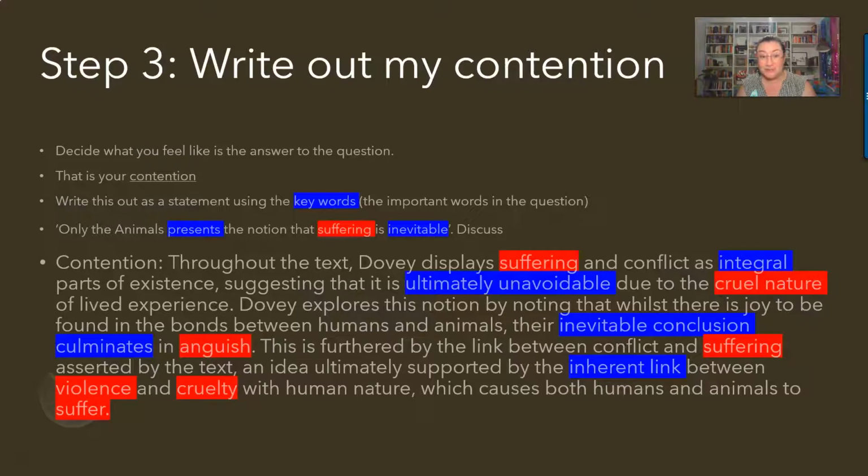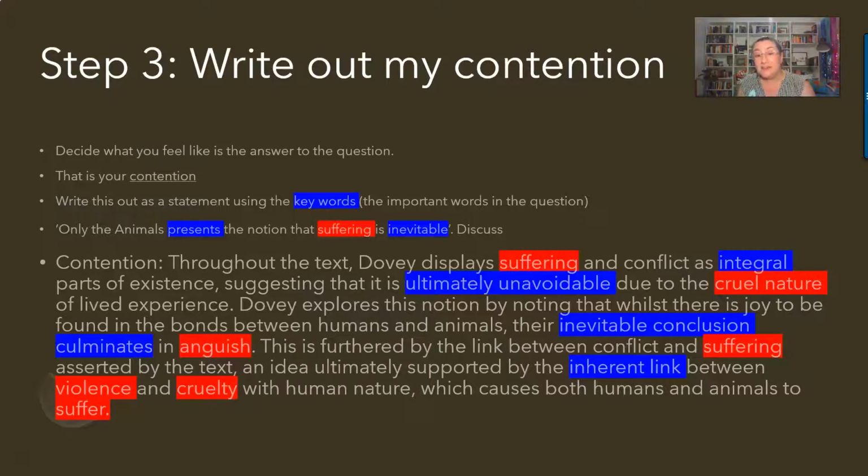So my contention to the question that I had, which is only the animals presents the notion that suffering is inevitable. So my contention is, throughout the text, Dovey displays suffering and conflict as integral parts of existence, suggesting that it is ultimately unavoidable due to the cruel nature of lived experience. Dovey explores this notion by noting that whilst there is joy to be found in the bonds between humans and animals, their inevitable conclusion culminates in anguish.